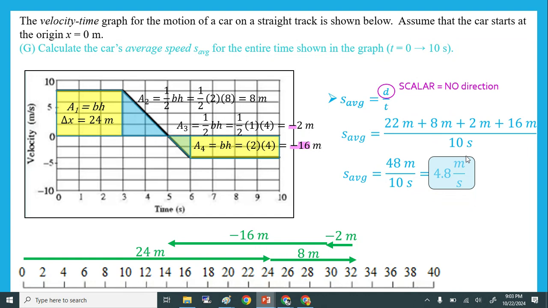Okay, so differentiate between average velocity and average speed. Know when to use the displacement, aka the vector. Know when to just do the absolute value and ignore the negative sign.